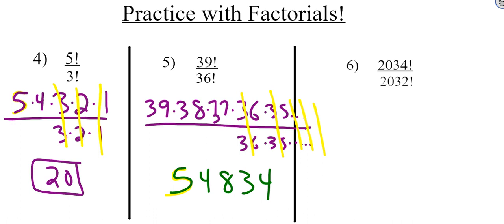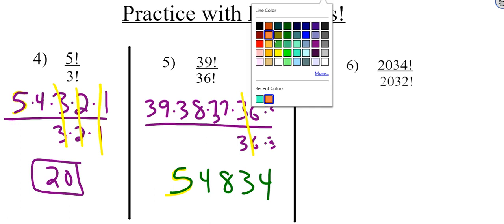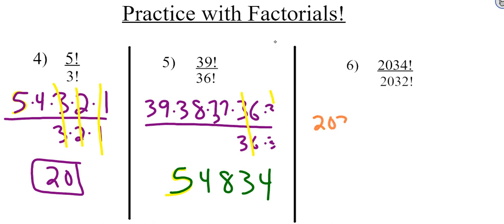All right, let's do one last one. 2034, once again, we are not going to go all the way to 1. That would take us all day, maybe even more than a day. Let's do the same idea of just starting here and seeing how far we need to go. Can we be okay with dot, dot, dot here?